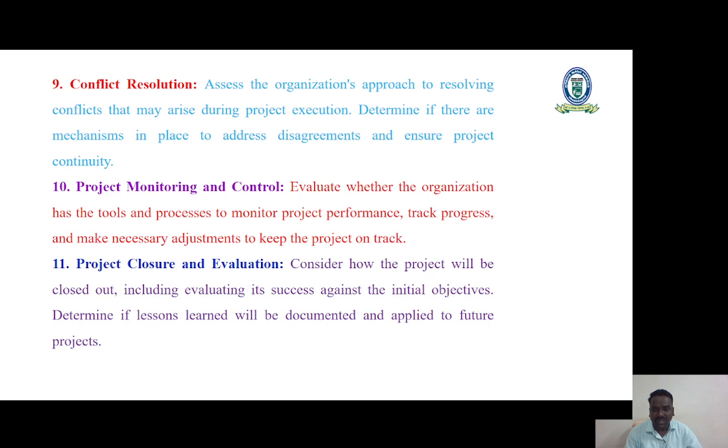11th, project closure and evaluation. Consider how the project will be closed out, including evaluating its success against the initial objectives. Determine if lessons learned will be documented and applied to future projects.